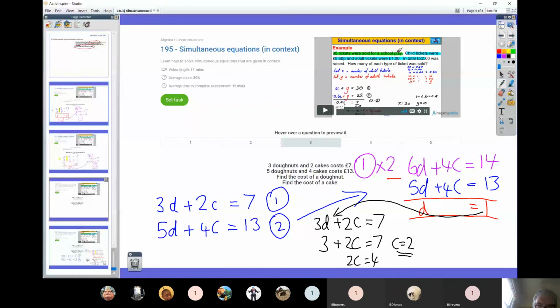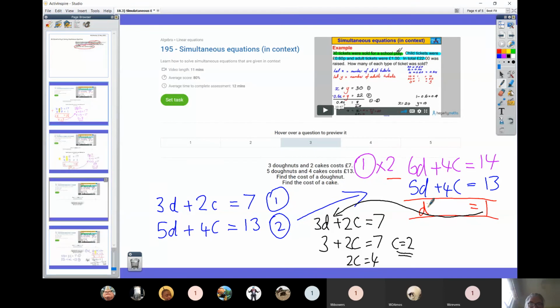And then before you put your answers into Hegarty, check that they work. So 3 donuts, that's 3, and 2 lots of 2, yes, that does give me 7. And the second sentence, 5 donuts, that's 5 lots of £1, which is 5, plus 4 lots of 2, which is 8. 5 plus 8 does indeed equal 13. So that's it, folks.